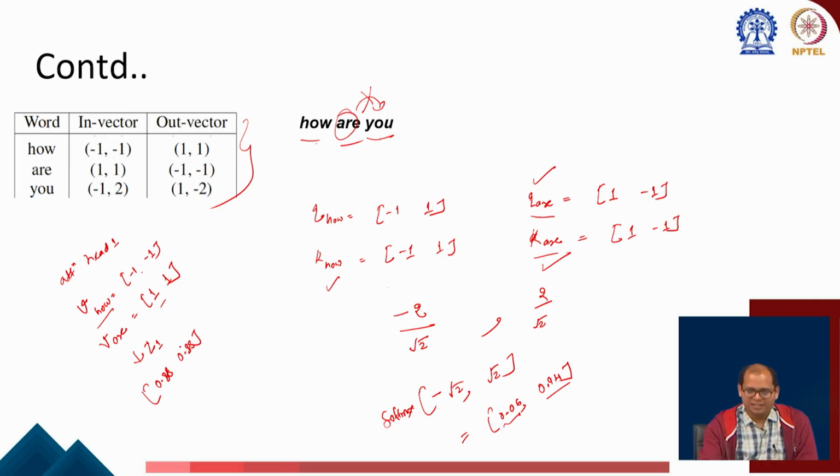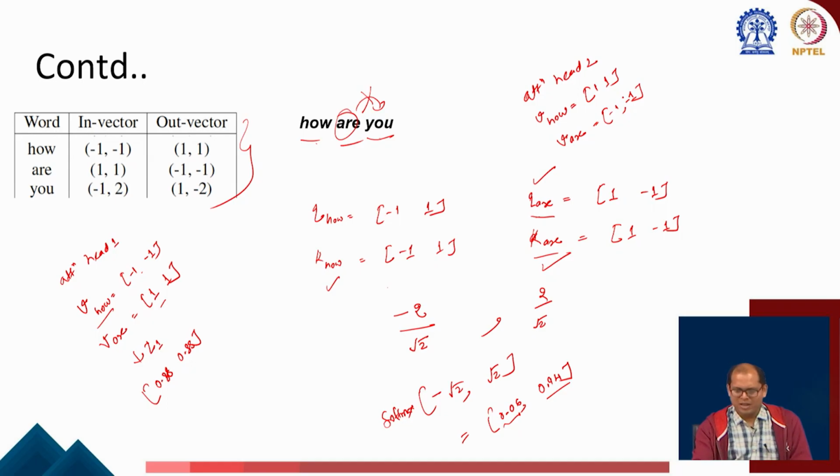Same thing I do for the second attention head. For the second attention head, I have v of how is 1, 1 and v of r is -1, -1, right. And now I multiply with this, so I will get 0.06 minus 0.94, so minus 0.88, and the second dimension is the same. This is the second attention head output, right.